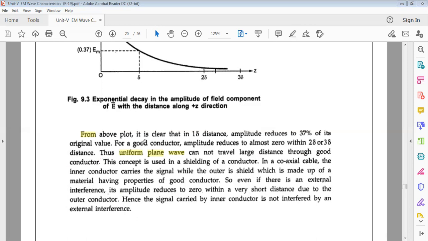See, what is the point we have to know here? After the discussion of a uniform plane wave in a good conductor, the skin depth delta is inversely proportional to the attenuation or phase constant, and inversely proportional to the square root of the frequency. This means the uniform plane wave cannot travel long distances in a good conductor. Got it, Madam?